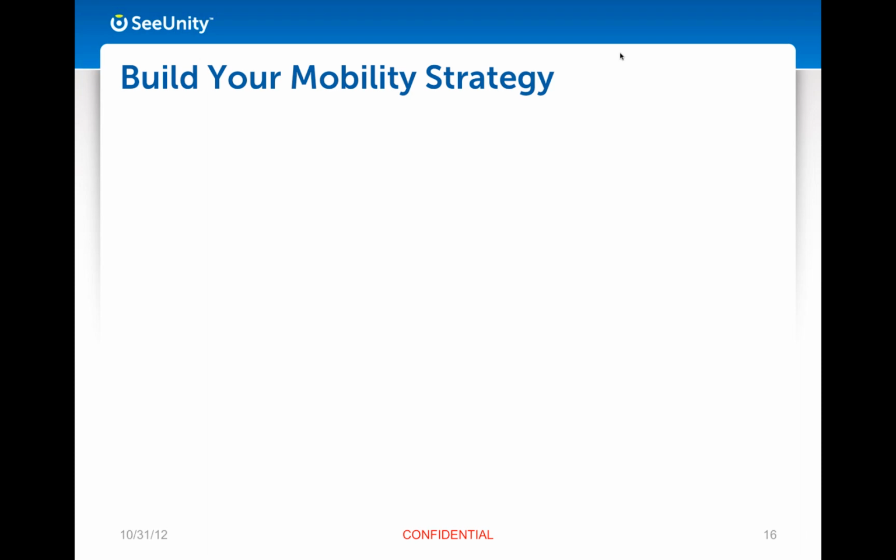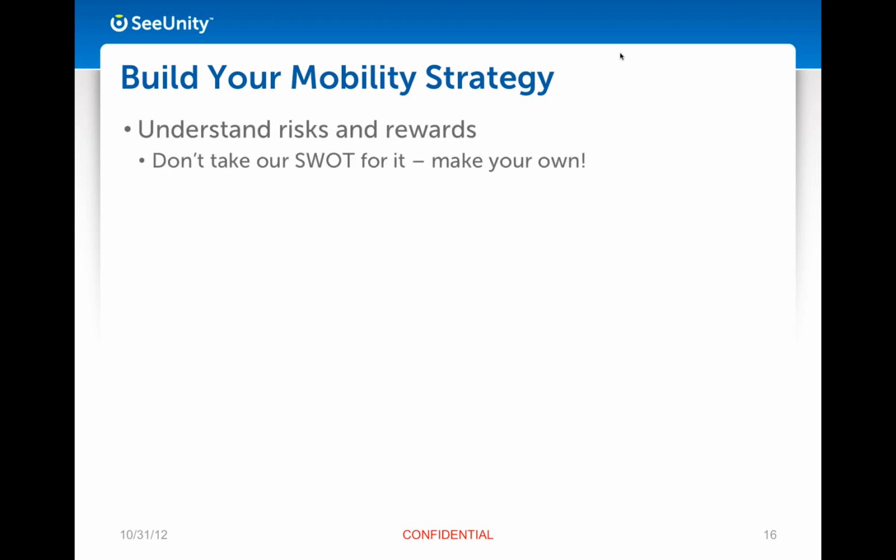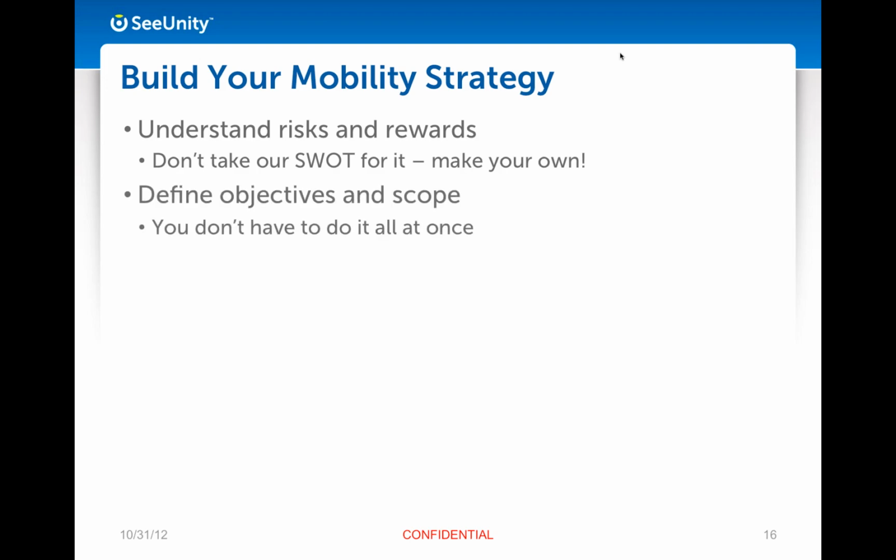So we've talked about Slices in specific, but overall in mobility strategy, I'd just like to conclude by reviewing what are the good ways to go about it, whether you want to use an application like Slices that's pulling repositories down, or using SeeUnity Mobile that's going in and accessing and interacting with your repository in real time. So you need to understand the risk and rewards. Don't take my SWOT analysis for it, make your own. You need to define your objectives and scope ahead of time.